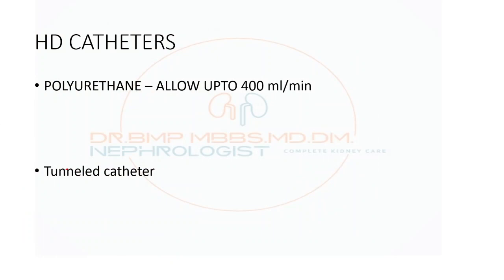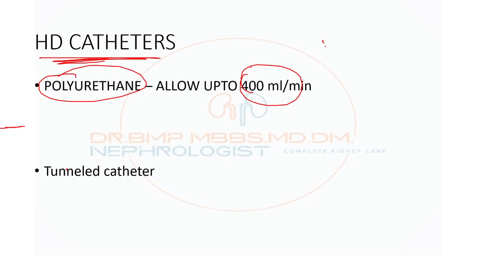Next, regarding the hemodialysis catheters. The catheter is made up of polyurethane, and this usually should allow blood flow of up to 400 ml per minute. For the dialysis, most of the time we need blood flow between 180 to 300 ml per minute. And the dialysis catheters are of two types. You can say the non-tunneled one and the tunneled one.